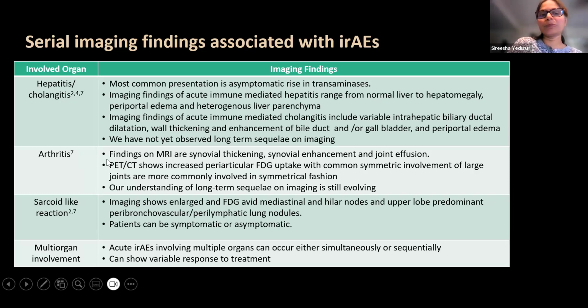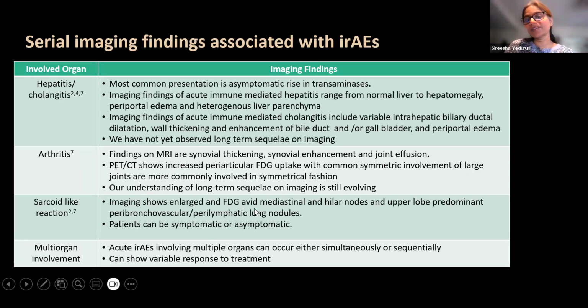Arthritis: patients have complained of long back and joint pains. MRI shows synovial thickening, synovial enhancement, and joint effusion. PET-CT sometimes shows periarticular FDG uptake, with commonly symmetric involvement of large joints, symmetric uptake in many joints. You can raise the possibility of arthritis.